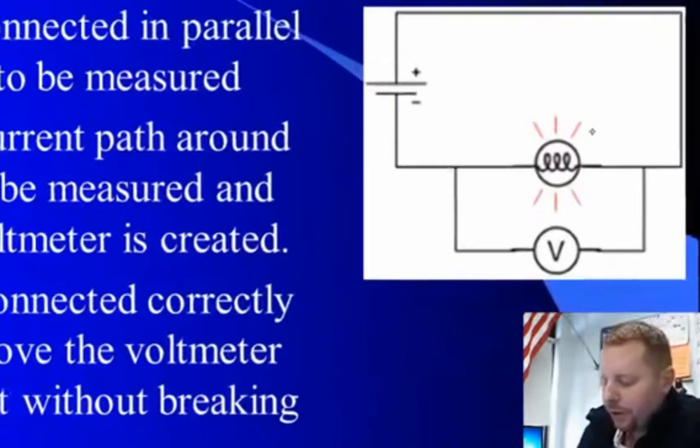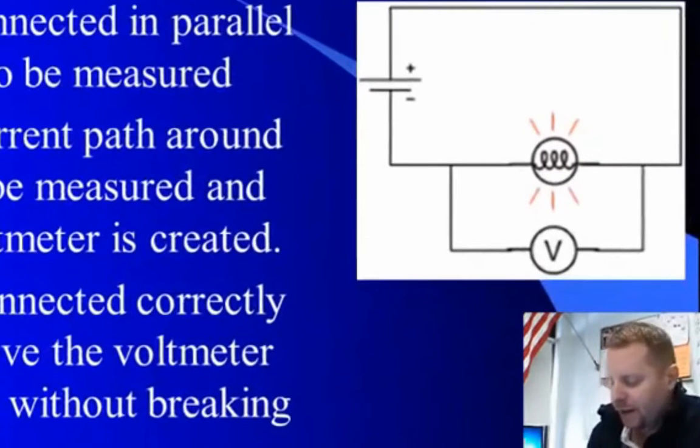If we look over here on the right at this example circuit, you can see we have a voltmeter that's connected in parallel with the lamp. So the voltmeter will measure the potential difference across the lamp. It'll measure the potential difference from one side to the other side of the lamp. We've created an alternate path.